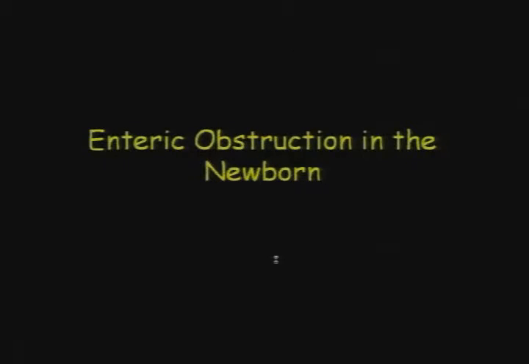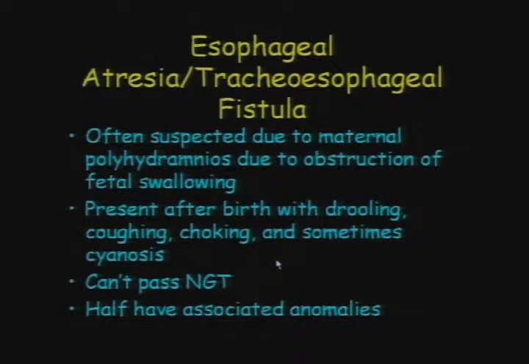Okay, enteric obstruction in the newborn. We're going to try to look at it from top to bottom, and we're going to come up with differentials that are based on where we think the level of obstruction is. Esophageal atresia is usually associated with a tracheoesophageal fistula, and this is a very, very, very high up obstruction.